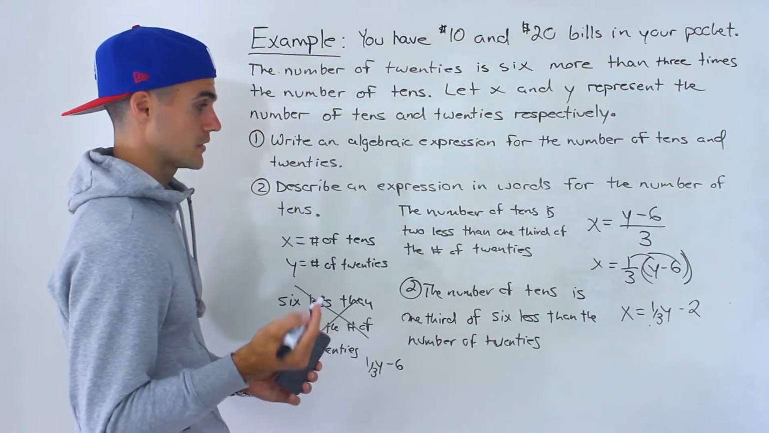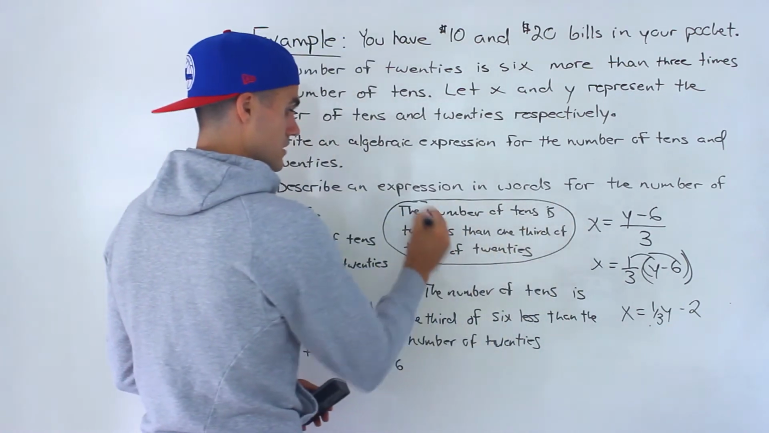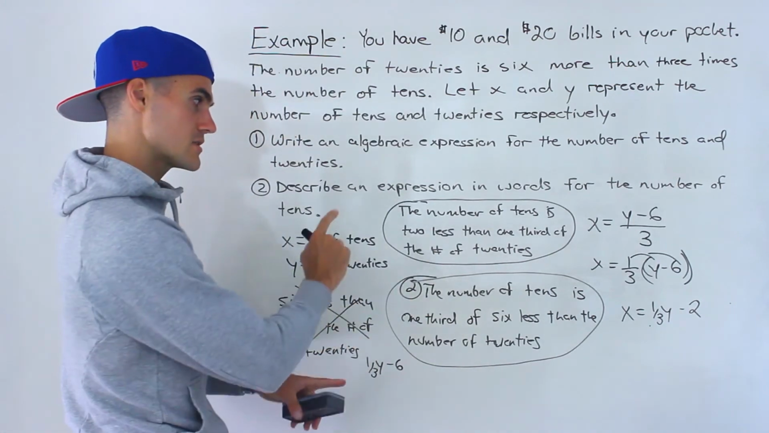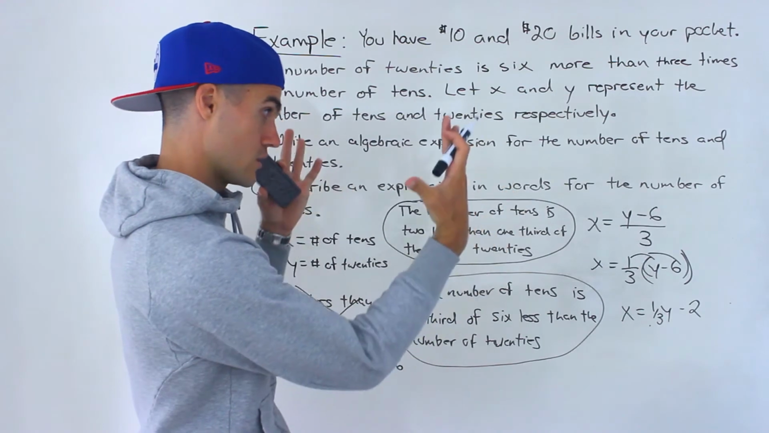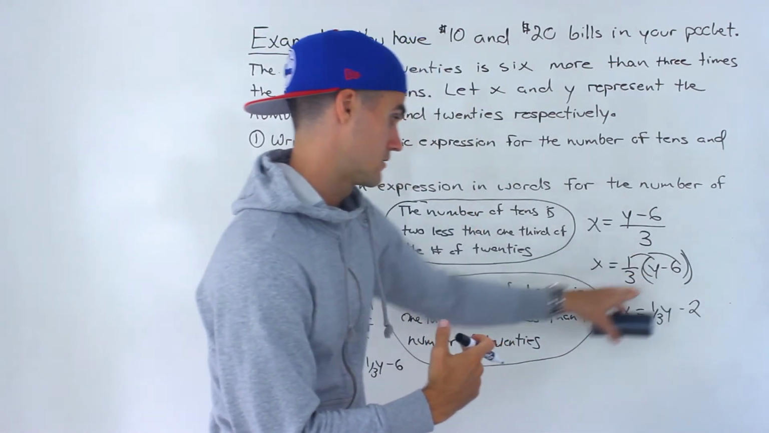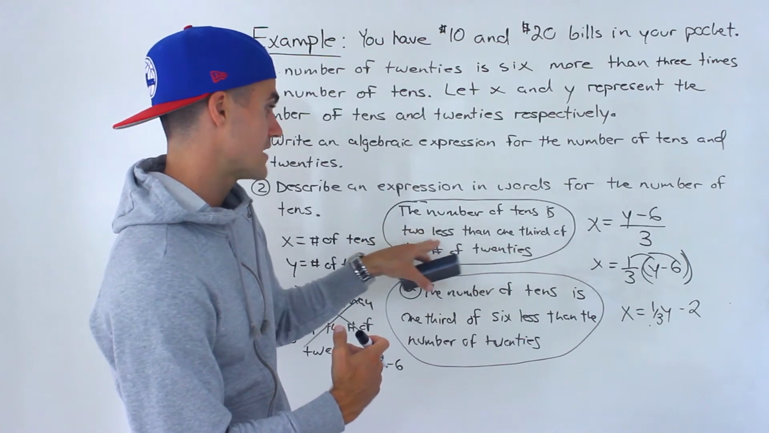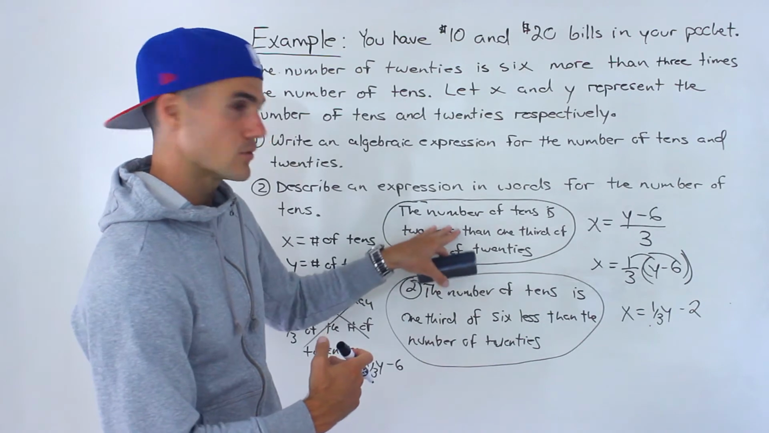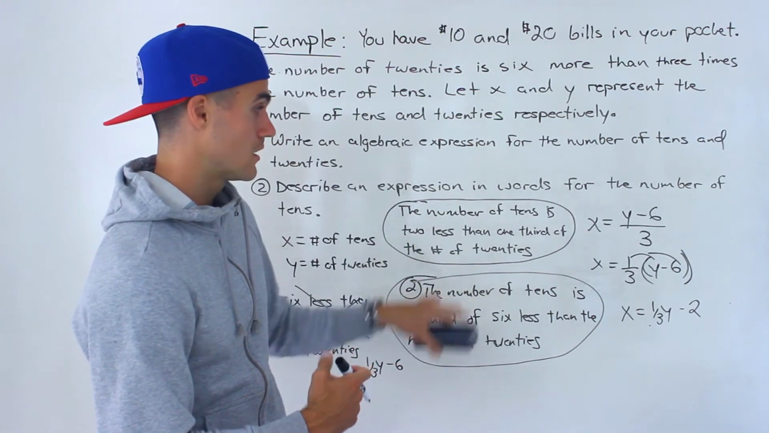So that's another possibility. You have to be careful here, I just realized. This statement and this statement are the same. Notice the subtle differences, right? The number of tens is 1/3 of this bracket, 6 less than the number of 20s. But here we're saying the number of tens is 2 less than 1/3 of the number of 20s. Notice the subtle differences in these statements, but both of these statements are the same.